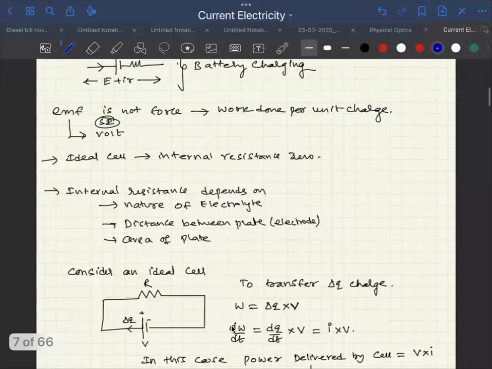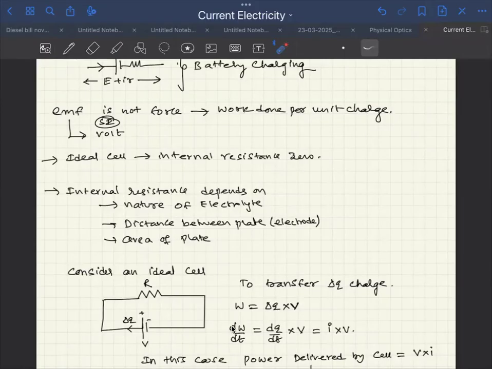When you are dealing with an ideal cell, internal resistance is zero. I know that. Otherwise, nothing is ideal in nature. So, if not, it has some internal resistance. And that internal resistance depends on three things.